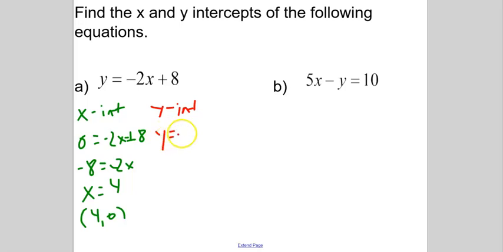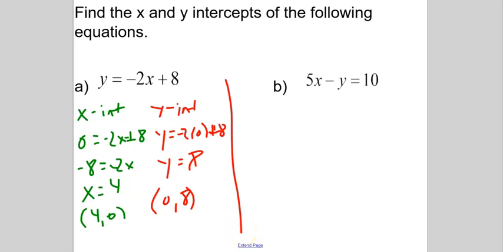For our y-intercept, we plug in 0 for x. So we get y equals -2 times 0 plus 8. 2 times 0 is 0, so we're just going to get y equals 8. We'll have 0, 8. And again, you could tell that because we're in slope intercept form, so that would tell us that the y value of the y-intercept is 8.